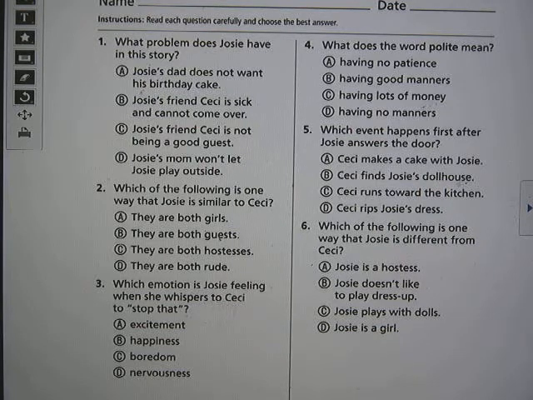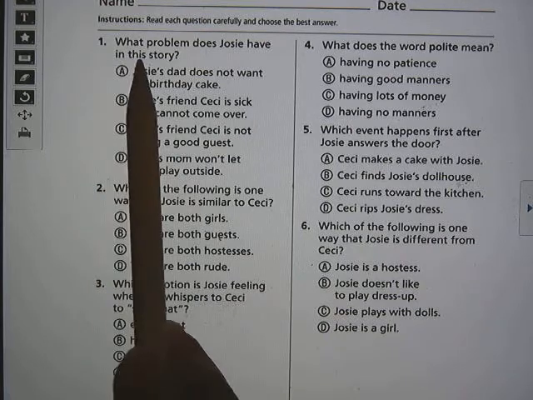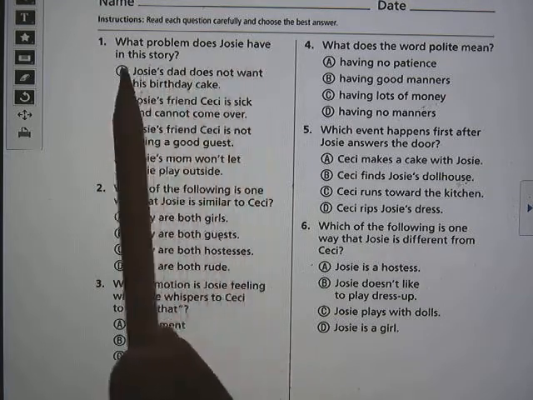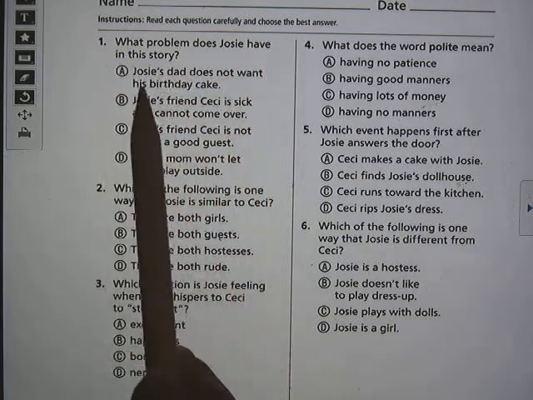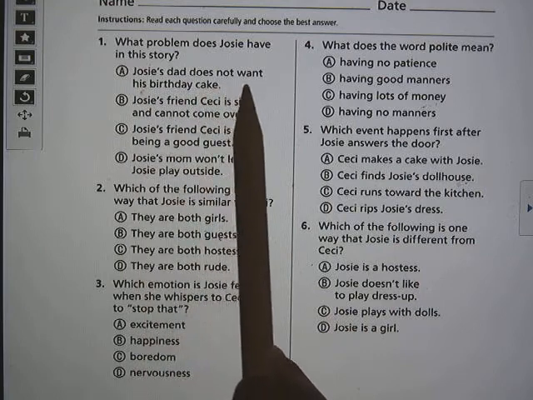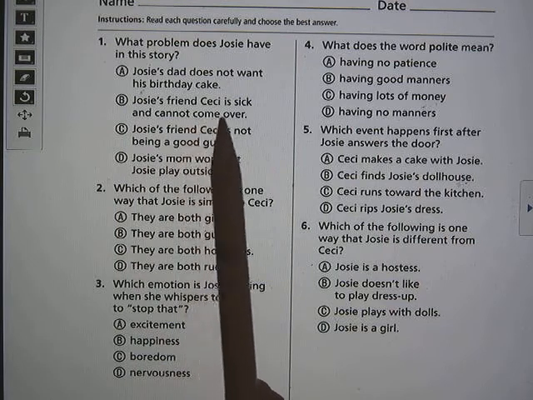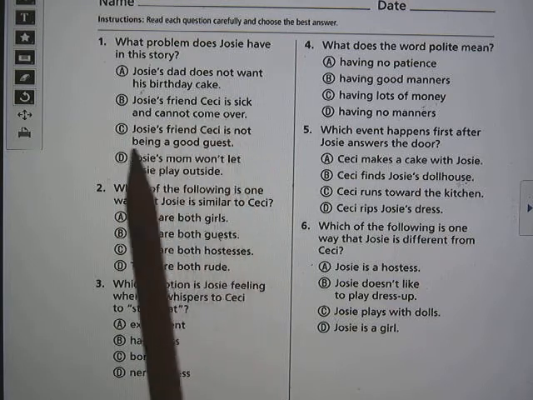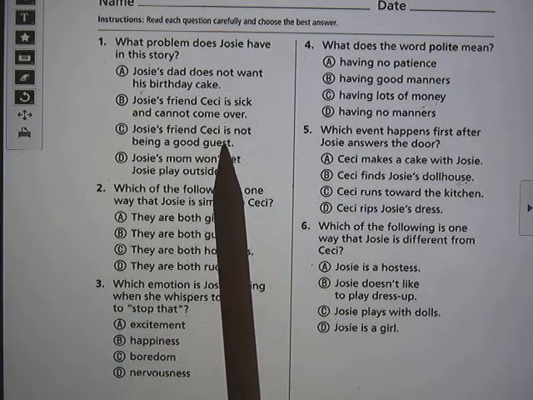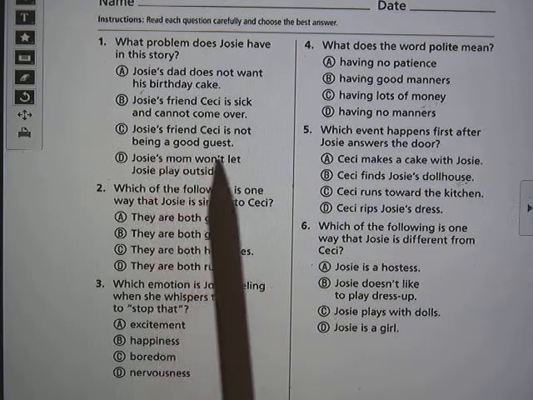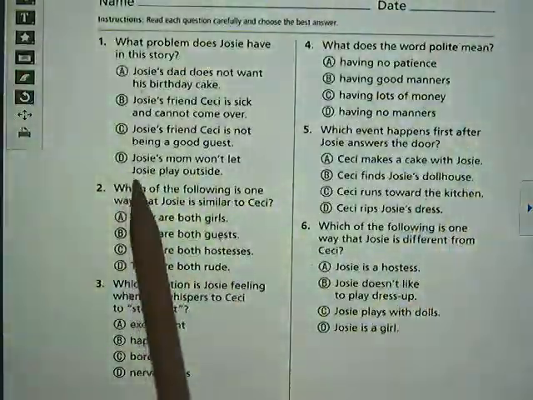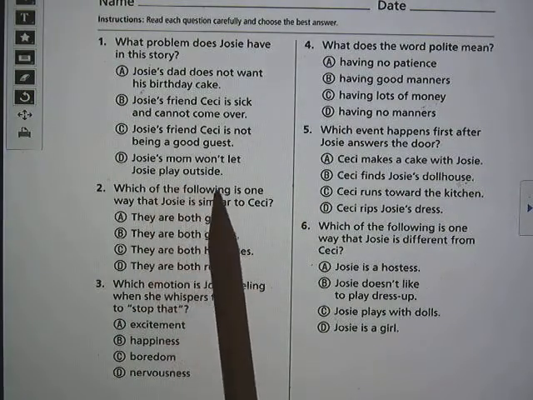Now, what I'm going to do is read through the questions and then explain my expectations on taking this test. The first question says, what problem does Josie have in this story? A, Josie's dad does not want his birthday cake. B, Josie's friend Cece is sick and cannot come over. C, Josie's friend Cece is not being a good guest. Or D, Josie's mom won't let Josie play outside.